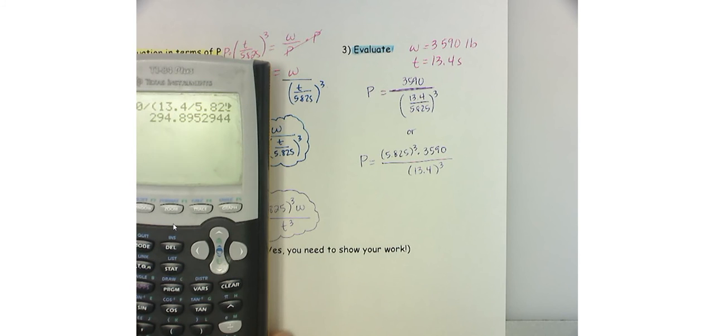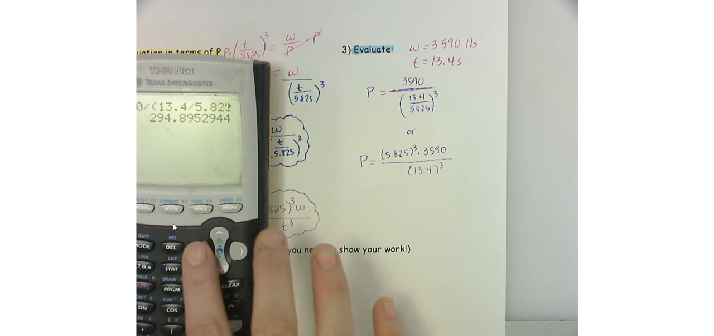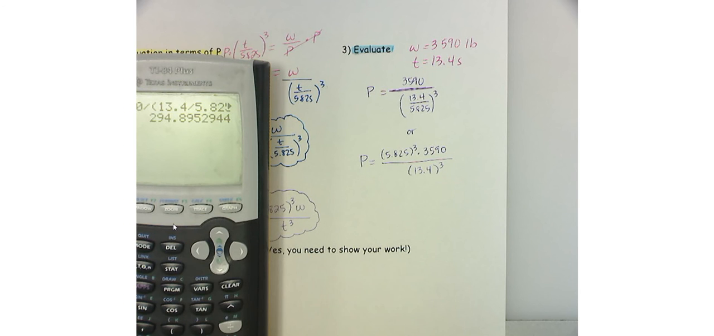Okay, so remember, when you're rounding to the nearest whole number, all you do is you look at the tenth, and then that tells you. You can see, because we use the exact value, you do get the same thing for both. So it'd be 295 horsepower.